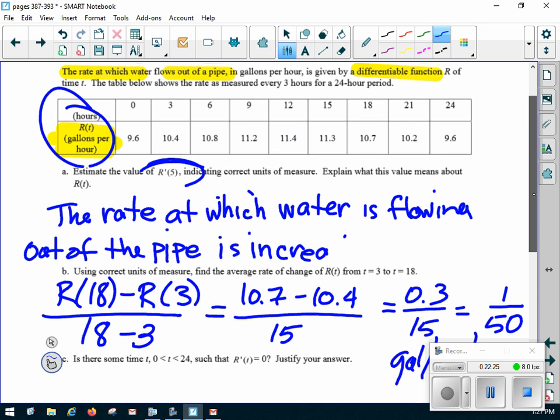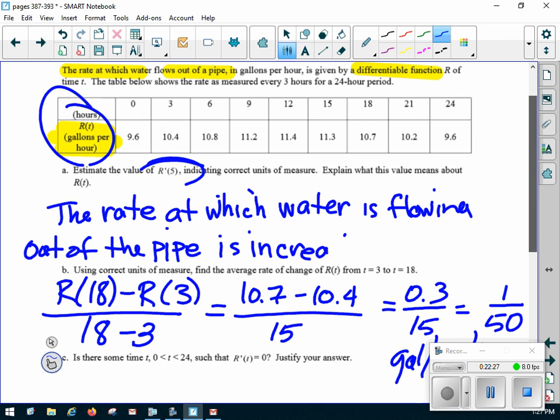Remember, when we did part A, look what part A was. Part A was an approximation. The only way we could approximate the derivative at 5 was to do the slope of a secant line because we don't know exactly what happens at 5, because we had a table. So what we got on part A was an estimate.